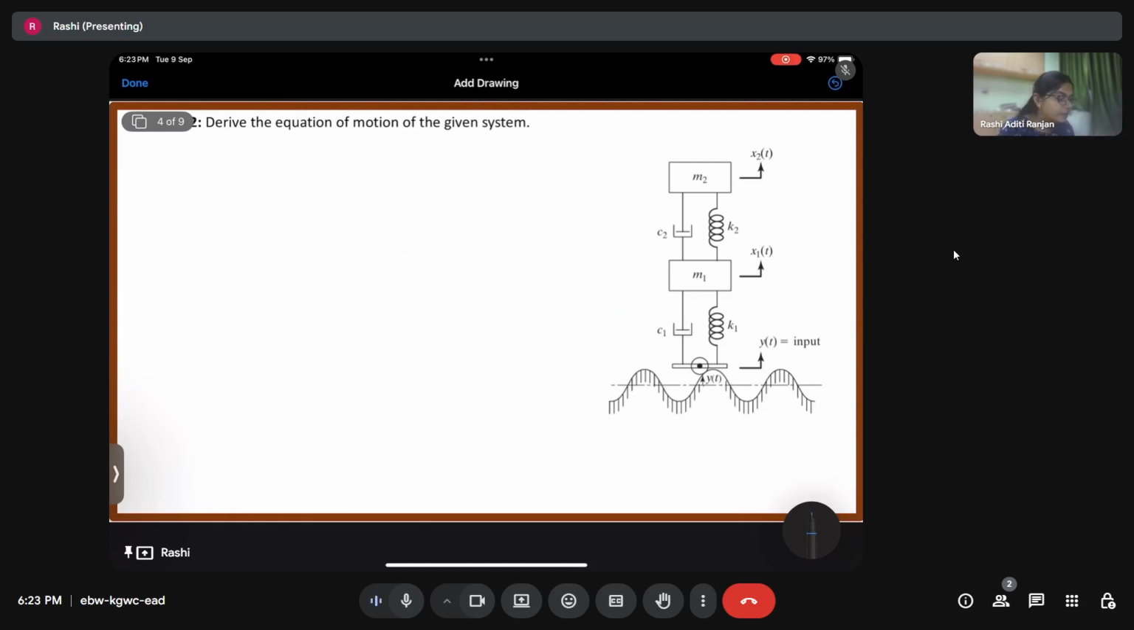To find out the equation of motion, we had the energy method, then the virtual work method, and then we were also using the force balance method. Depending upon what kind of situation and what kind of system it is, it is preferable to use any of the three methods to find out the equation of motion.